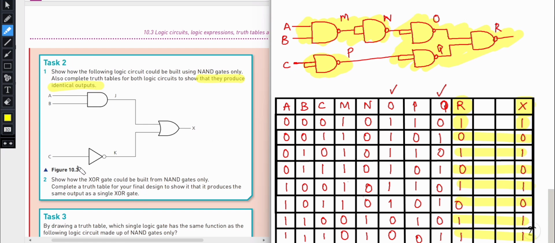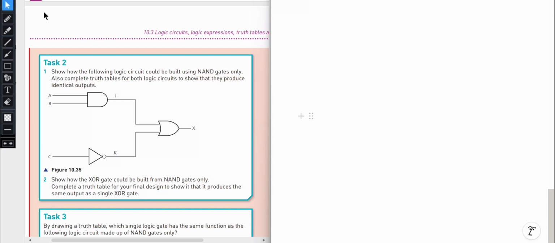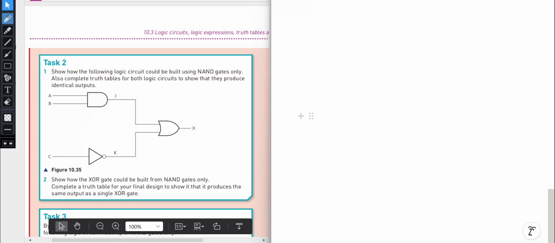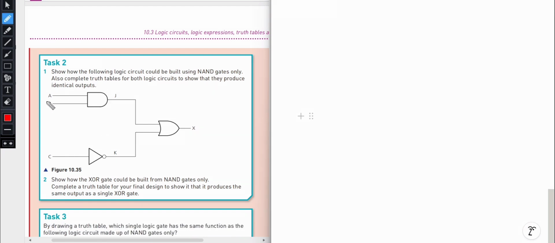Now we're going to move on to question number 2. Question number 2 asks us to show how the XOR gate could be built from NAND gates only. We have seen how to make an AND gate using NAND gates, a NOT gate using NAND gates, and an OR gate using NAND gates, but now we have to see how to make an XOR gate.